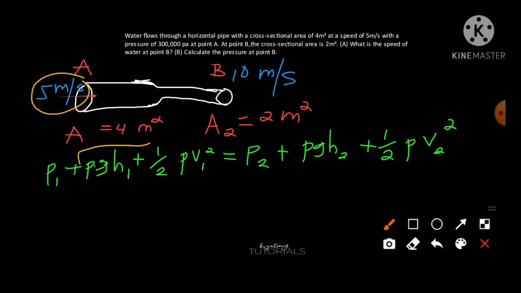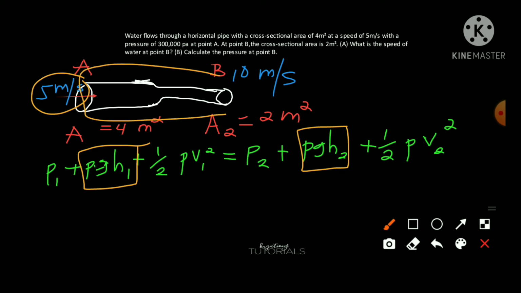Okay, so remember that in this part we have rho g h1 and we have rho g h2. This part is actually needed whenever our pipe is changing its height. But our pipe here is not changing its height. It is horizontal. The only thing is that there is a change in its area. So since there is no change in its height, that is not needed in the equation in this problem.